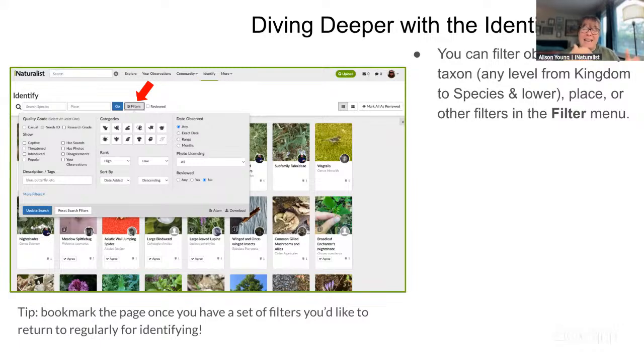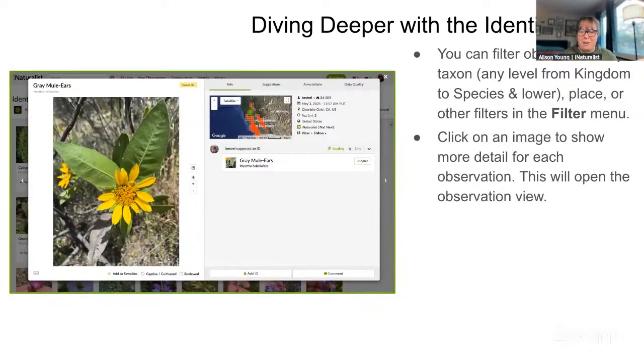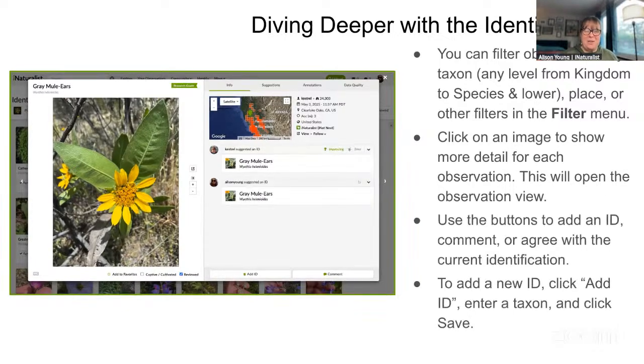Or I could pick Asteraceae of California. If I know my sunflowers and daisies and related flowers, I could filter by those in California as well. And it's similar to my example of IDing unknowns: you click on a thumbnail to bring up the observation view, use the buttons to add IDs, add comments, or agree with the current identification. So if you do have some expertise, use those filters to get to the groups of organisms that you know.